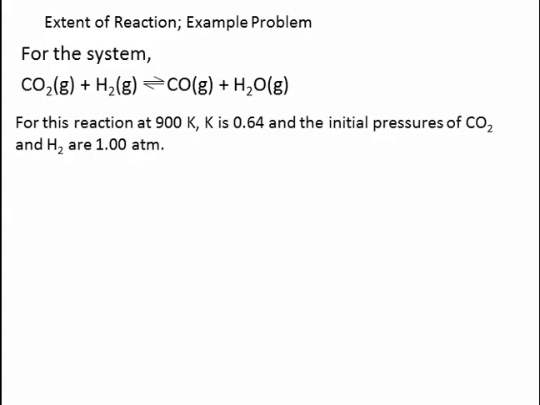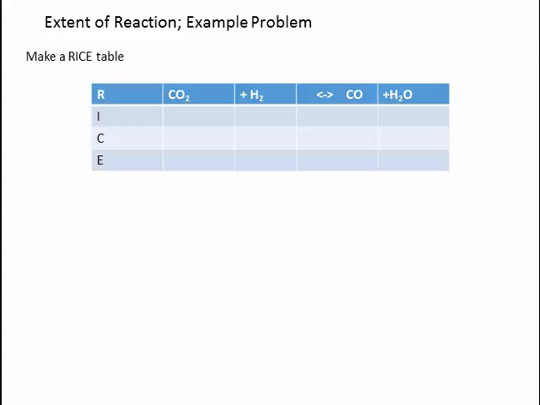So for the reaction of carbon dioxide with hydrogen to make carbon monoxide and water, this is at 900 Kelvin. K is 0.64. And we know that the initial pressure, the starting pressure of carbon dioxide and hydrogen are 1 atmosphere. And for this, we're going to assume the starting pressures of carbon monoxide and water are 0. So let's make our Rice table. So the first thing we do is we have the reaction, and then we put our initial concentrations. So we know carbon dioxide is 1 atmosphere, hydrogen is 1 atmosphere, carbon monoxide is 0, and water is 0.